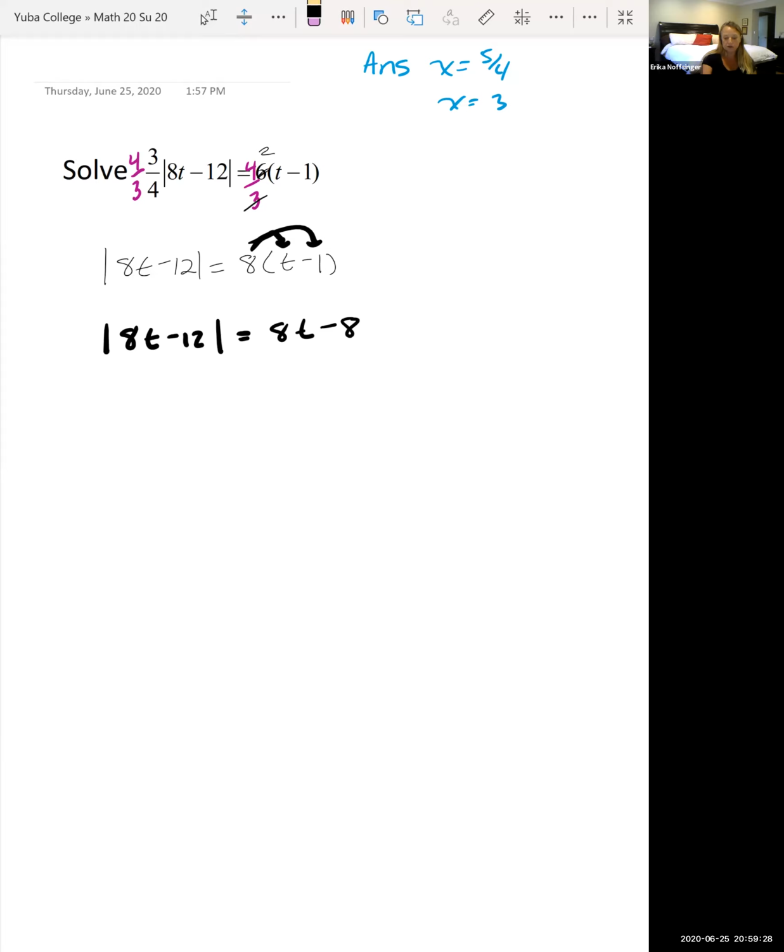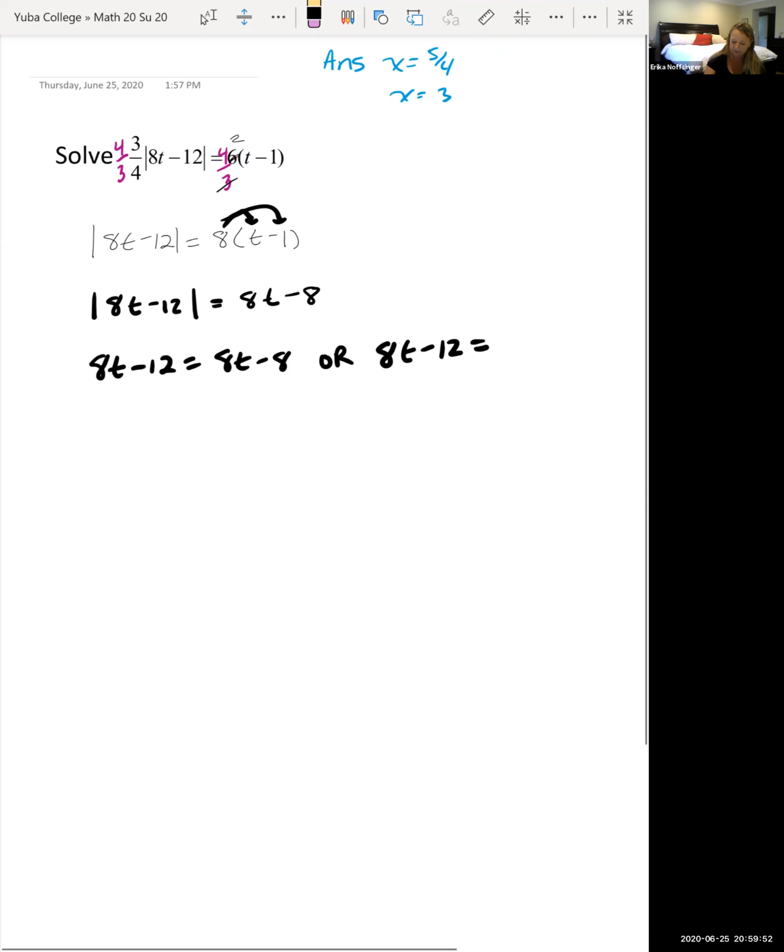In order to drop the absolute value, we want to rewrite this as 2 separate equations. So what is inside the absolute value, 8t minus 12, equal to the other side, which is 8t minus 8. Or it could be what was inside the absolute value, 8t minus 12, that could equal the negative of the whole other side. So put parentheses around the whole thing.